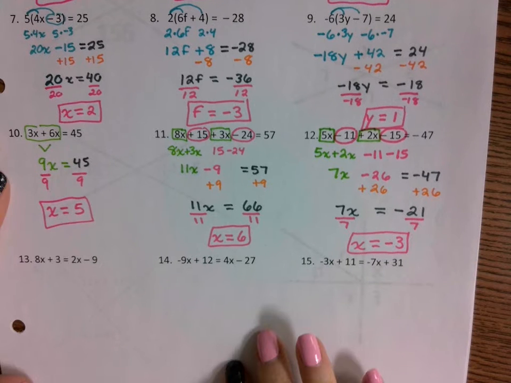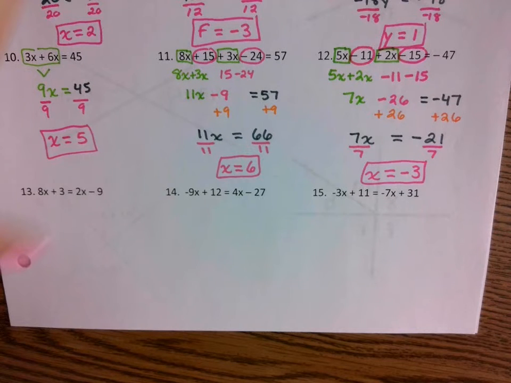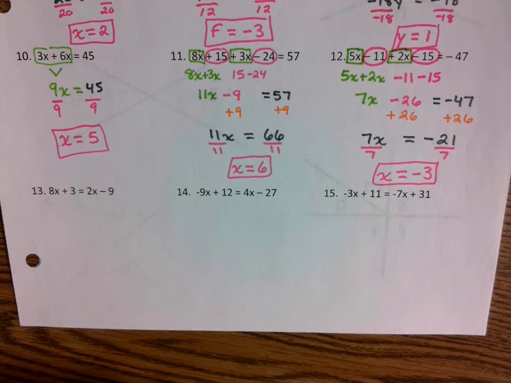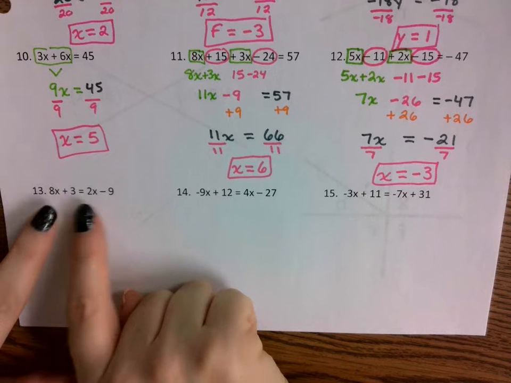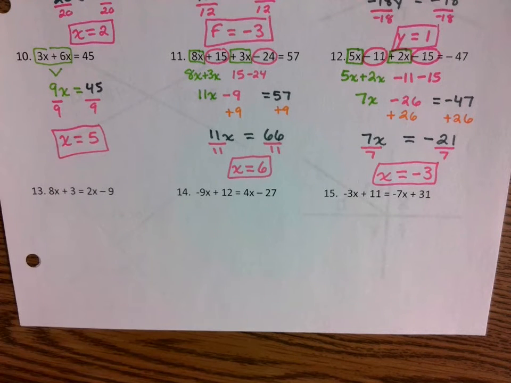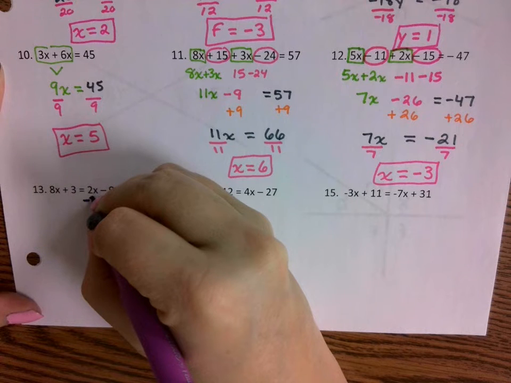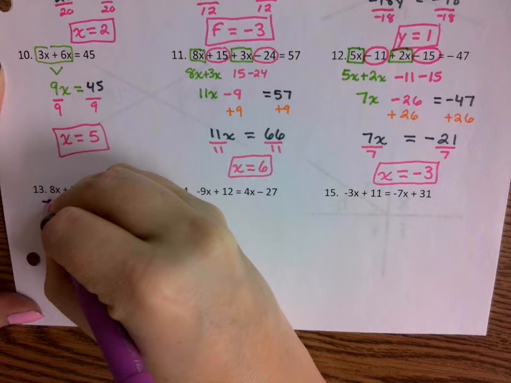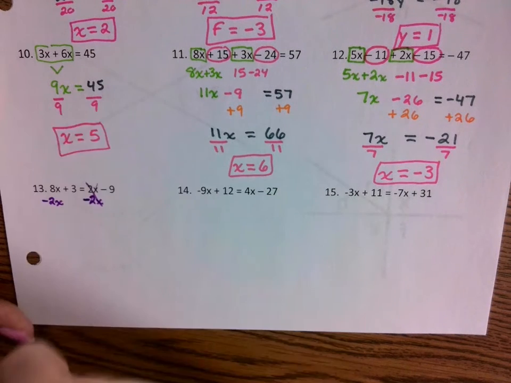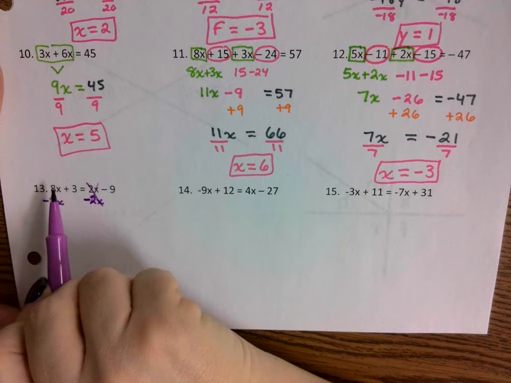Variables on both sides. So again, like I said, when you're moving the variables on both sides, the easiest thing to do is focus on the smallest of the two variables. Which variable is the smaller of the two variables for number 13? The 2x. So instead of a positive 2x, we're going to subtract a 2x from both sides. So I can cancel it out here. And then what is 8x minus the 2x? 6x. So we have 6x.